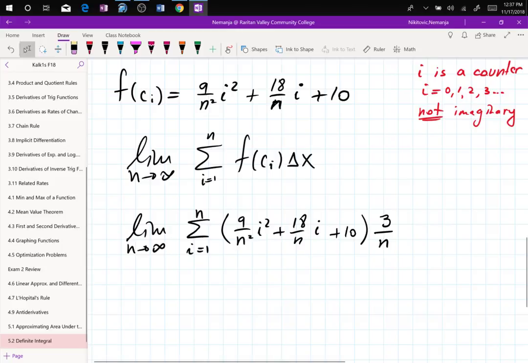We have to take this limit. Woohoo, right? So this is where properties of sums and other things will play a major role. So the first order of business is to distribute 3 over n into each term.